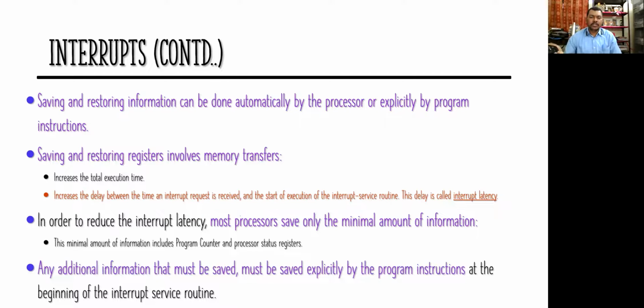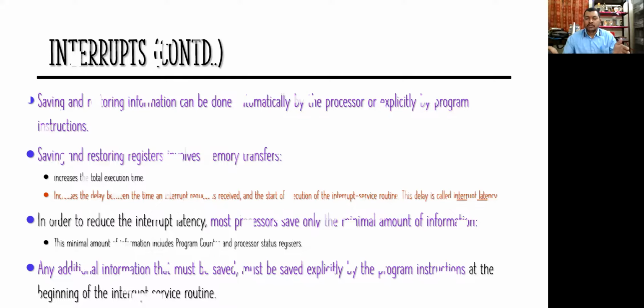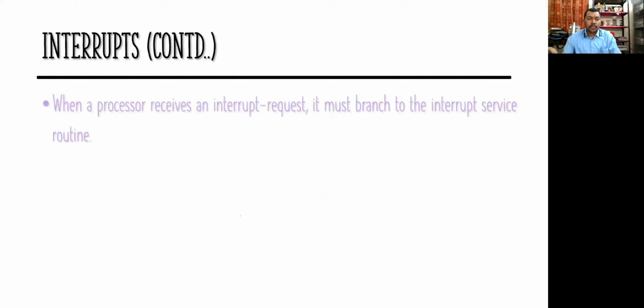Any additional information that must be saved must be saved explicitly by the program instructions at the beginning of the interrupt service routine. If, in the main program, there is some more data which a programmer wants to store, he will write that storage in the interrupt subroutine itself, so that the main data can be retained back when the main program starts again. So this is for the interrupts.